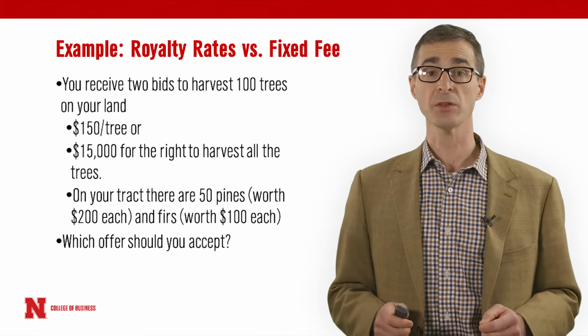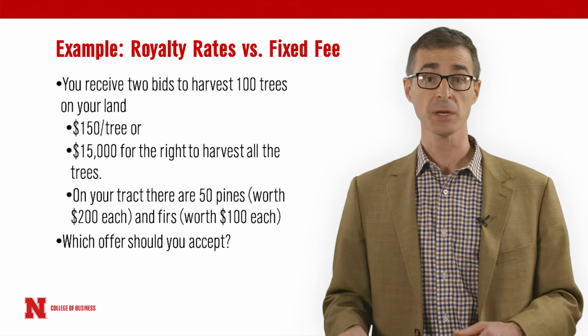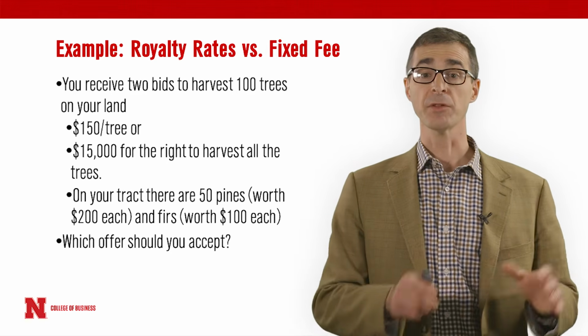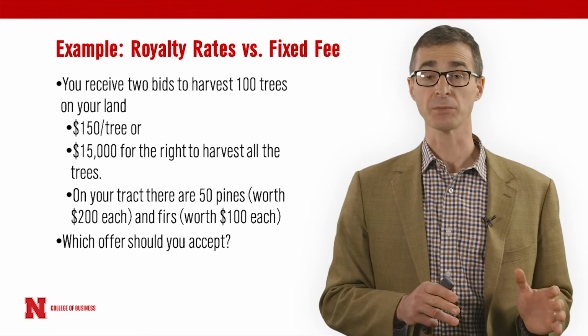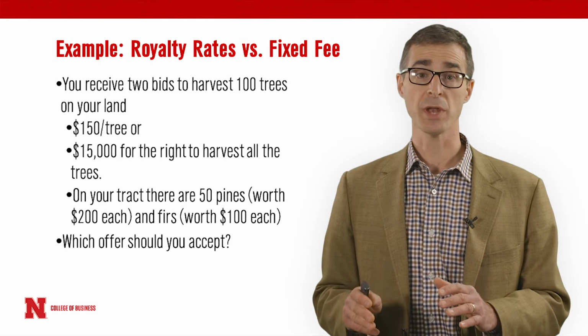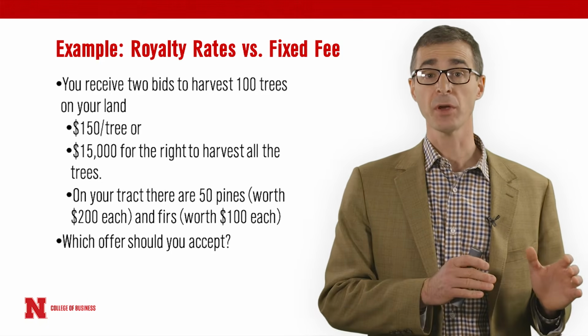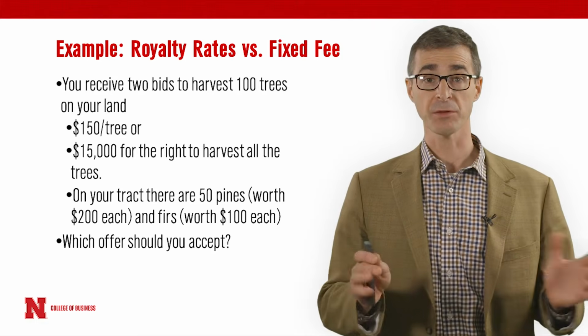Now on this land you have 50 fir trees, which are of lower value, and 50 pine trees, which are of higher value. The fir trees are worth $100 a piece. The pine trees are worth $200 a piece, and there are 50 of each.